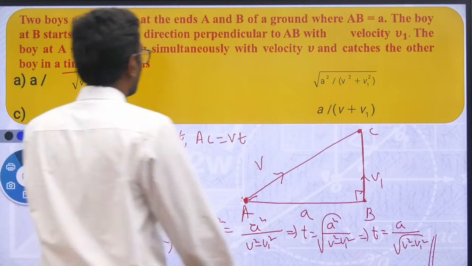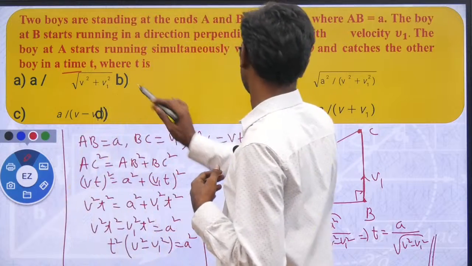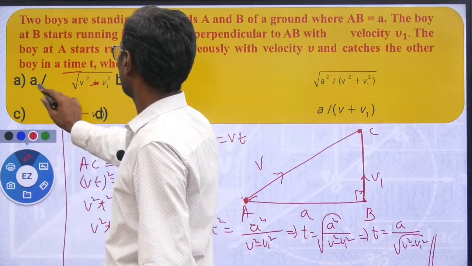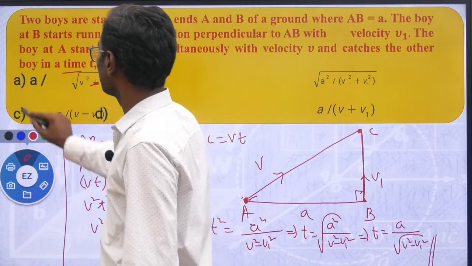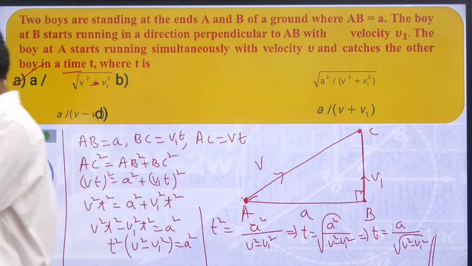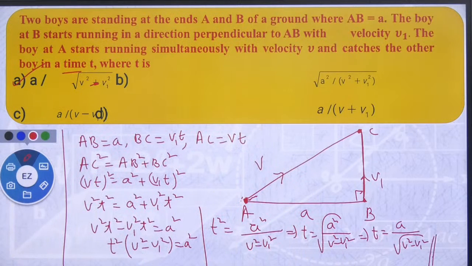So this is a by root over v square minus v1 square. This is your answer.